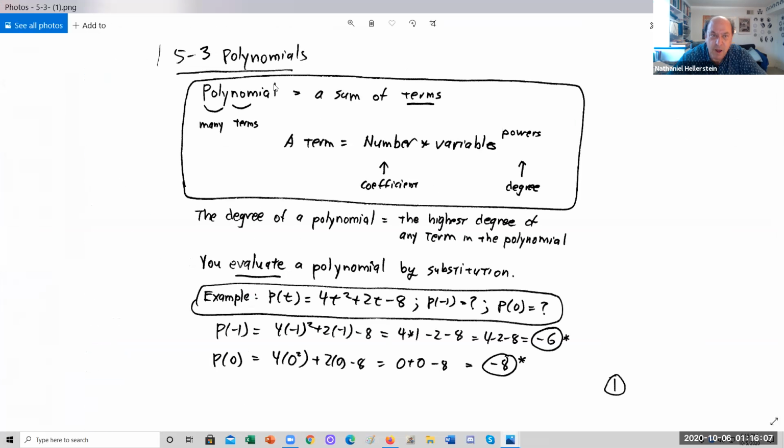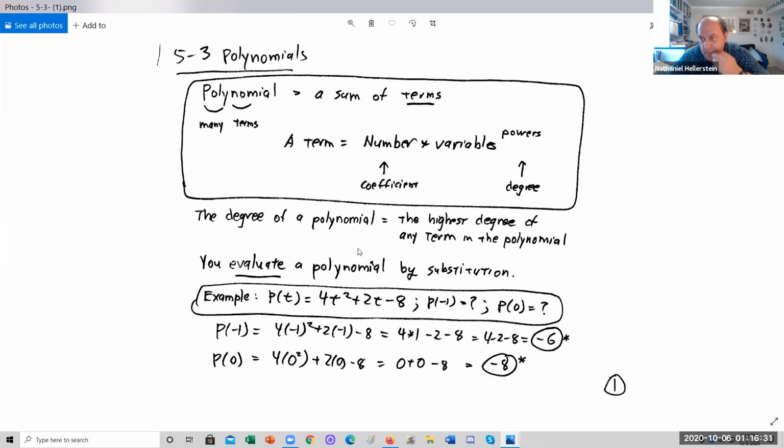All right. Polynomial. That word poly is many, nom as a name or term. A polynomial is a sum of many terms. A term consists of a number times variables to powers. The number is called the coefficient. The power is called the degree. The degree of a polynomial is the highest degree of any term in the polynomial.